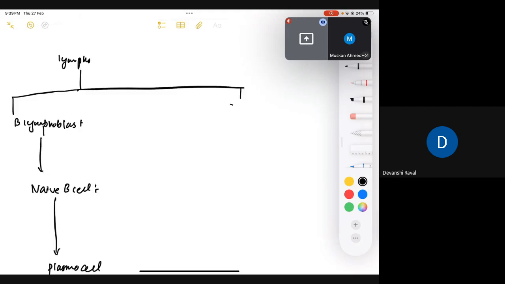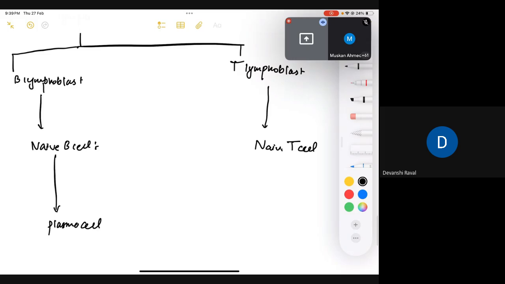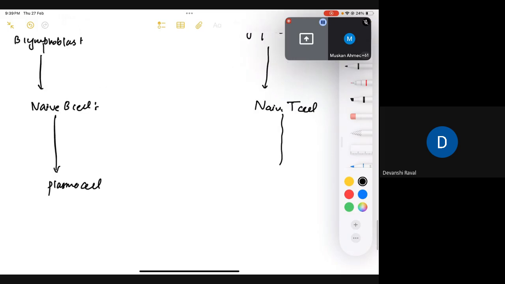And we have the T lymphoblast. From the T lymphoblast, again we have naive T cells, inactive ones that aren't exposed to any antigen. Then we have CD8 positive T cells and CD4 positive T cells. Is that clear? Have you guys noted down? Hello? Yes. Okay.